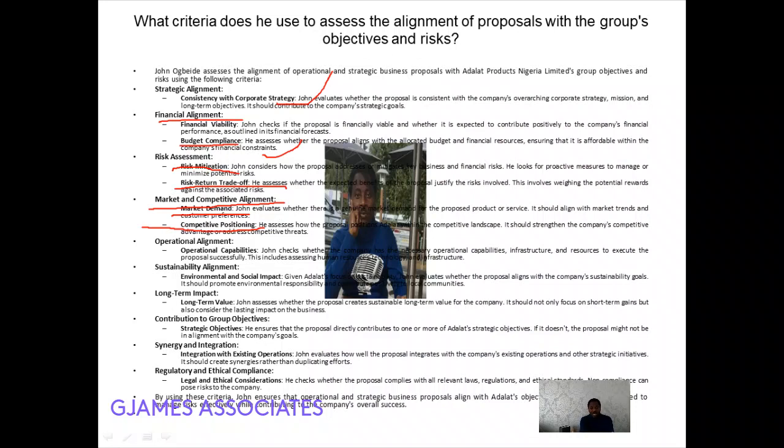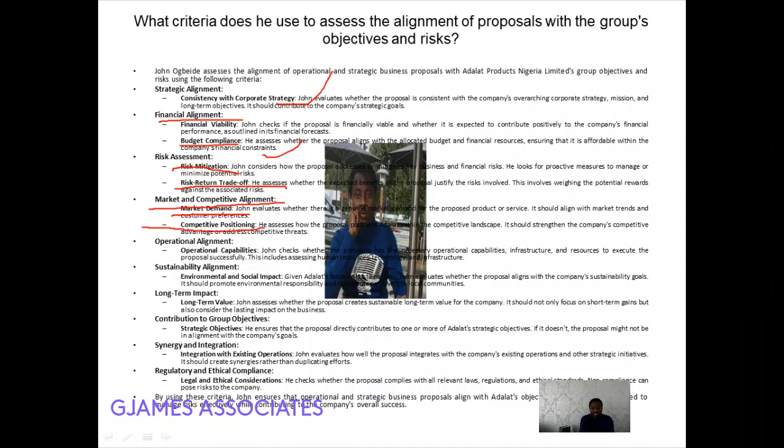On the operational side, do we have the operational capability to execute this proposal? John actually has a lot on his table, and that is our job role. Do we have the capacity to execute?